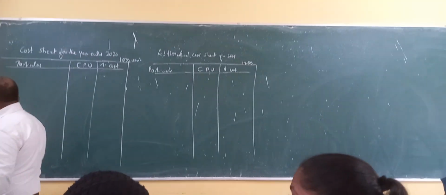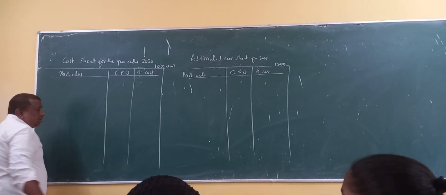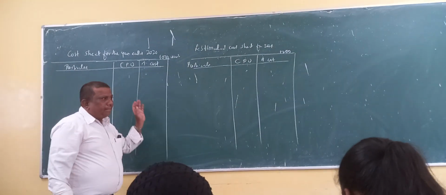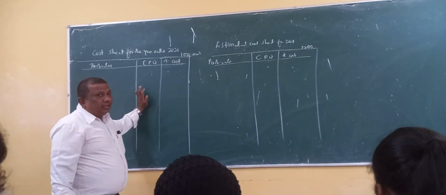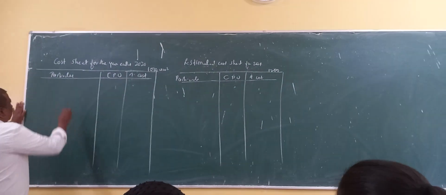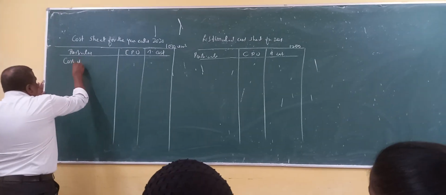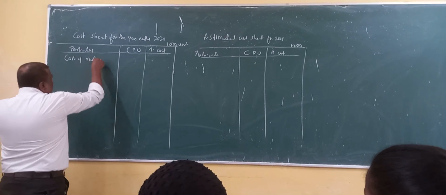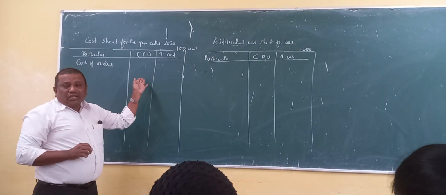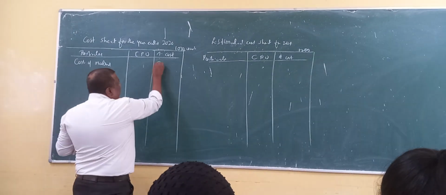The Indian Manufacturing Company Limited manufactured and sold 1,000 fans in the year 2020. The following are the particulars obtained from the records of the company. Cost of materials 80,000. So total cost we have 80,000, right? Yes, sir.